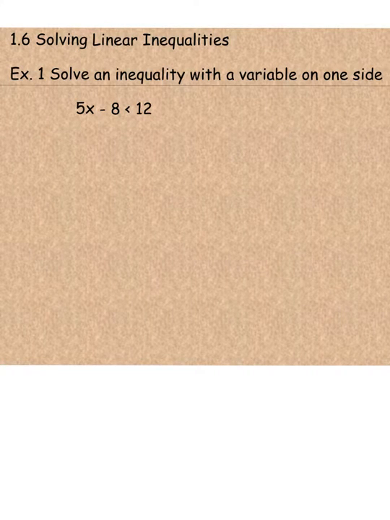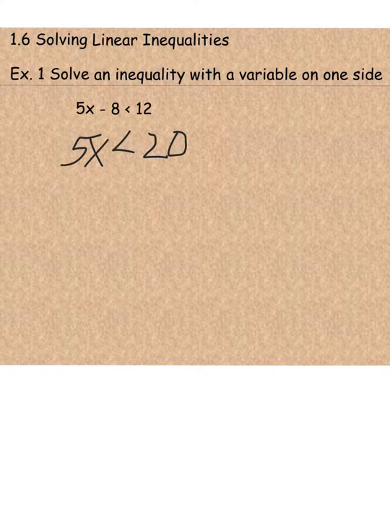Section 1.6, solving linear inequalities. Our first example, we want to solve an inequality with a variable on one side. So we'll start by adding 8 so we can isolate my x variable. If I add 8 to both sides of the inequality, that tells me that 5x is less than 20. And if I divide both sides of the inequality by 5, that tells me that x is less than 4.